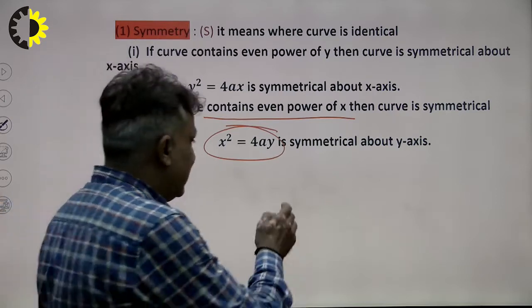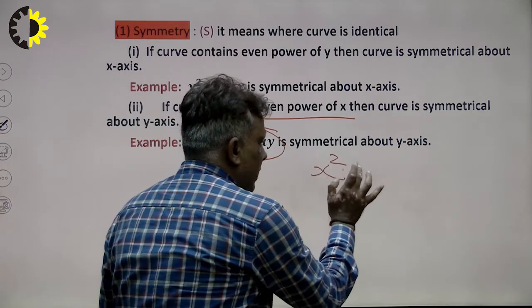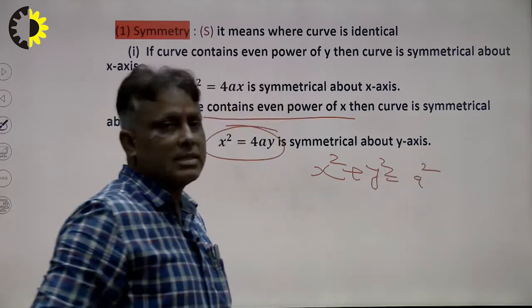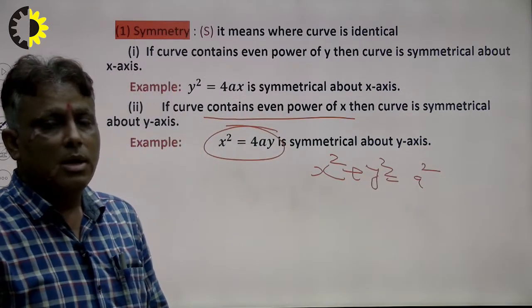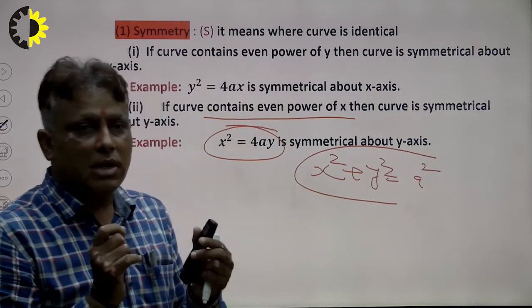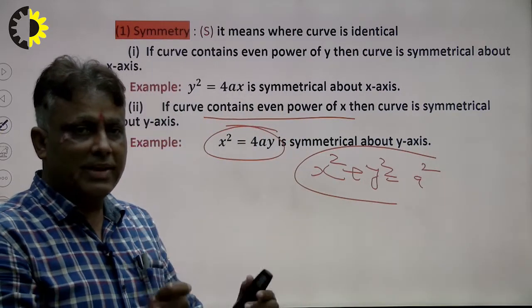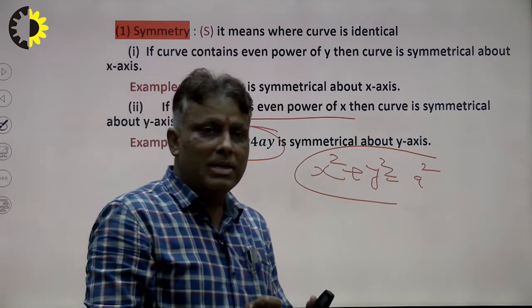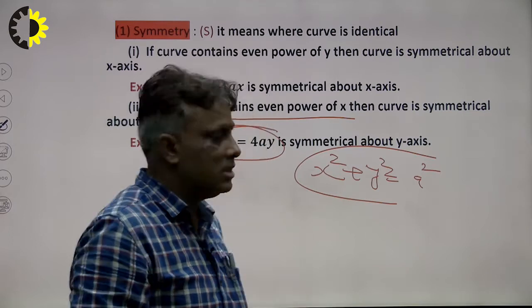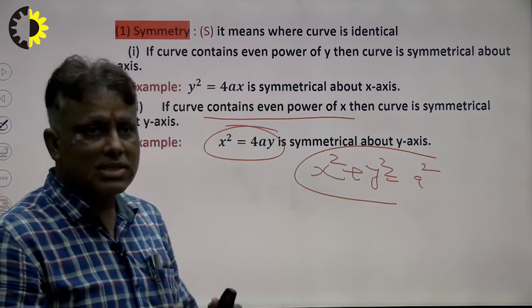Another example, I write here, x square plus y square is equal to a square. This is a circle. Students study this in the 12th level, right? But the question is how many symmetries are here? The curve contains an even power of x as well as an even power of y. That means the given curve is symmetrical about the x axis as well as about the y axis. So this is the first and second symmetry.